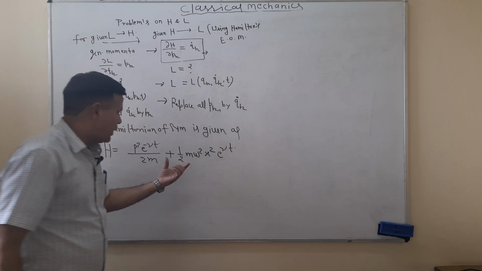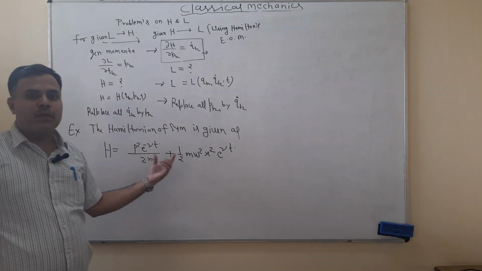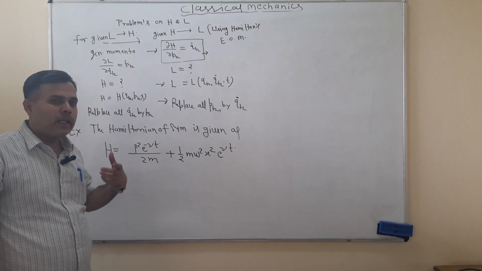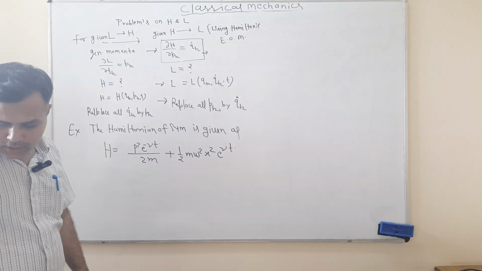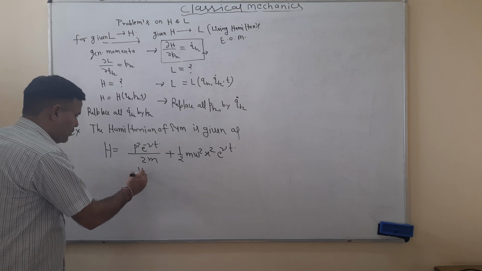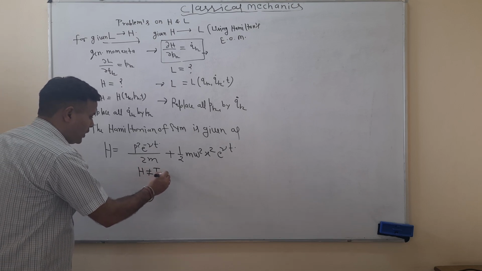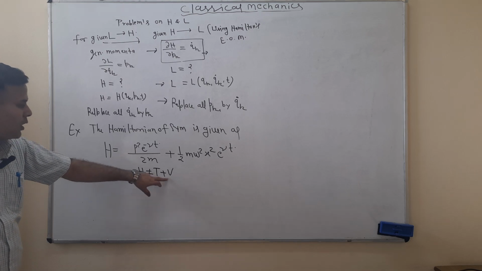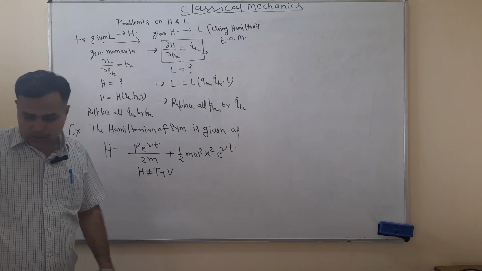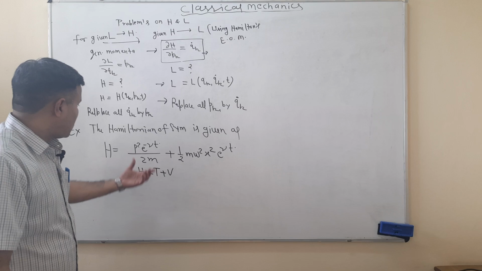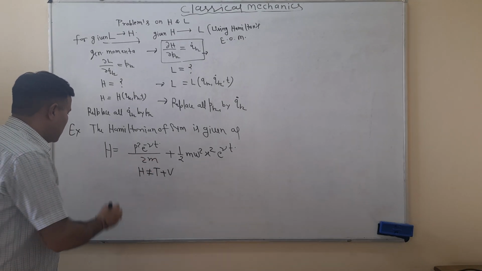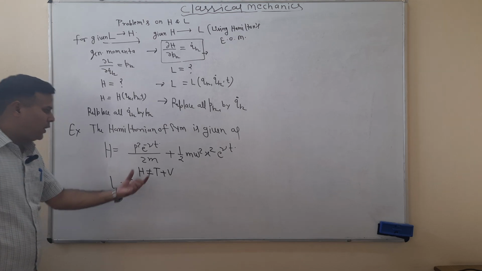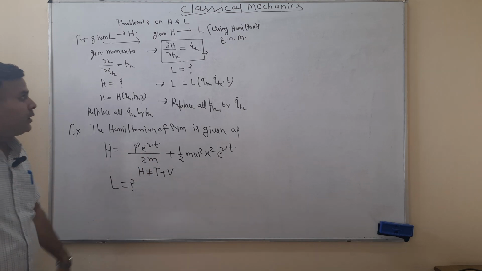This is a time dependent Hamiltonian, which means del H by del t is not equal to 0, so H is not a constant of motion, means we cannot write H equal to T plus V. This is another very important statement. So corresponding to this Hamiltonian, H is not equal to T plus V because H is time dependent. What is L? Obtain the expression of L.